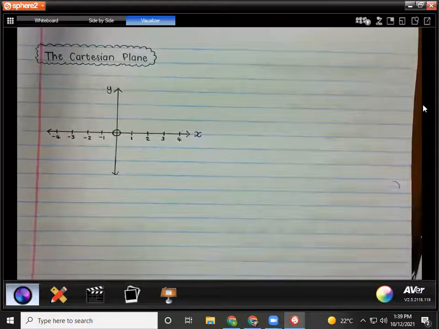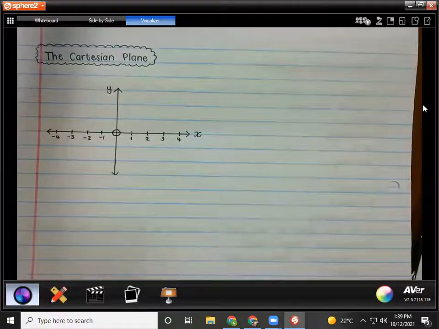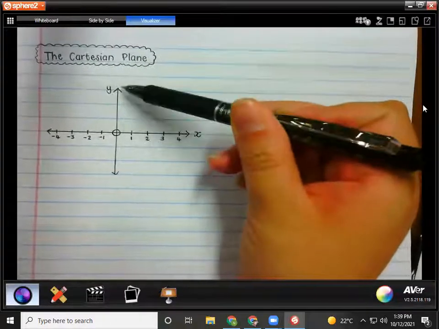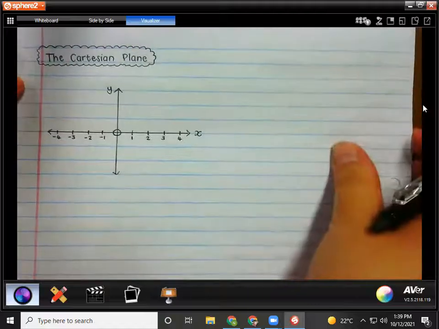Okay, so the x-axis is just a normal number line, as we have been working with before. The y-axis is also a number line, but it's a vertical one. Now, guys, above 0 we're going to have positive values, and below 0, we're going to have negative values. Okay, I think that makes sense.